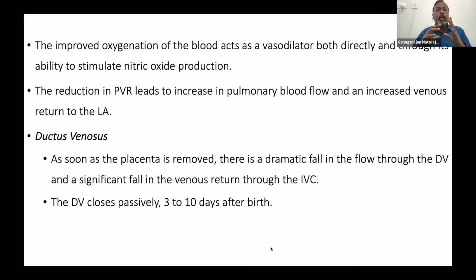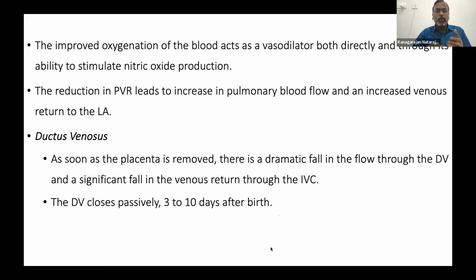Now the improved oxygenation of the blood. So now the oxygen is improving. We know that oxygen is one of the potent pulmonary vasodilators. So this improved oxygenation acts as a vasodilator, both directly and through its ability to stimulate nitric oxide production.